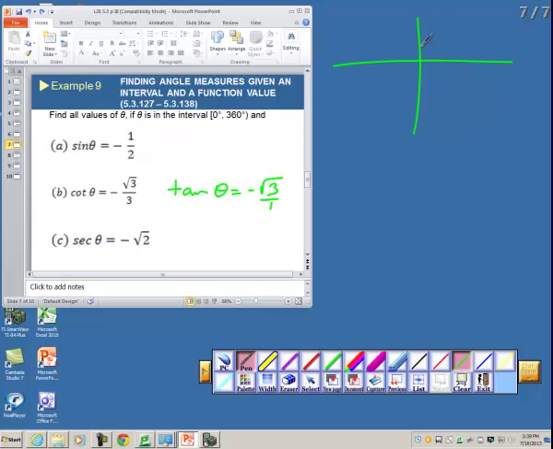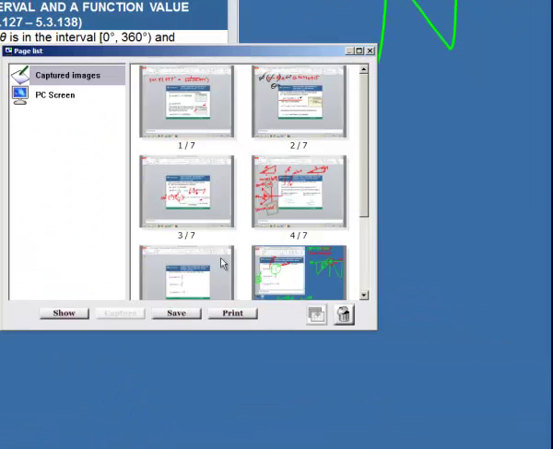I'll give you a hint. They have to be different signs because it's sine over cosine. So what quadrants have different signs in them? Right, 2 and 4. For tangent, the angles are always going to be in quadrants that are 180 from each other. Always.